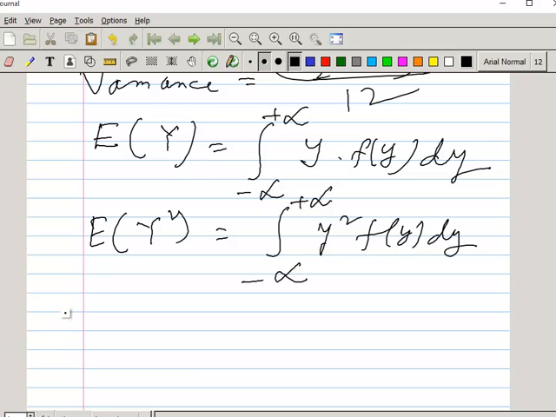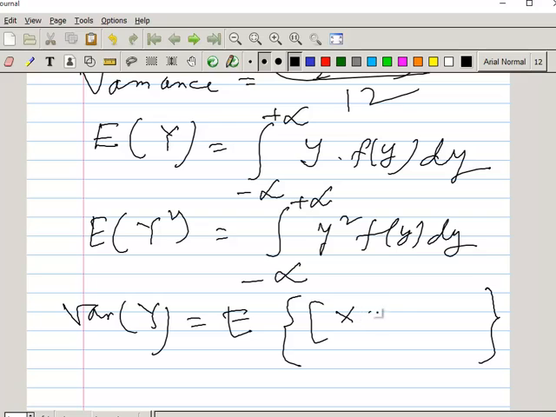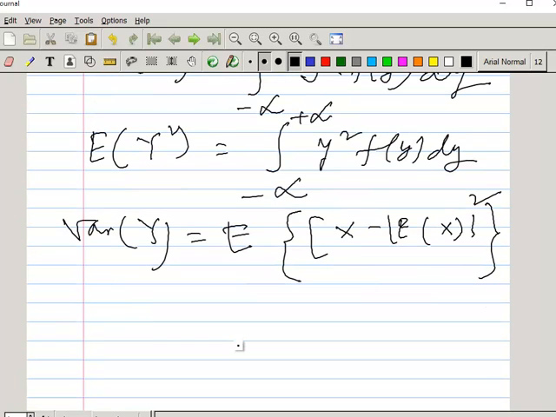Now the variance of y we can calculate from that particular probability function, from this particular equation: the expectation of x minus the expectation of x, this whole squared. Now you can calculate the variance from this particular equation.